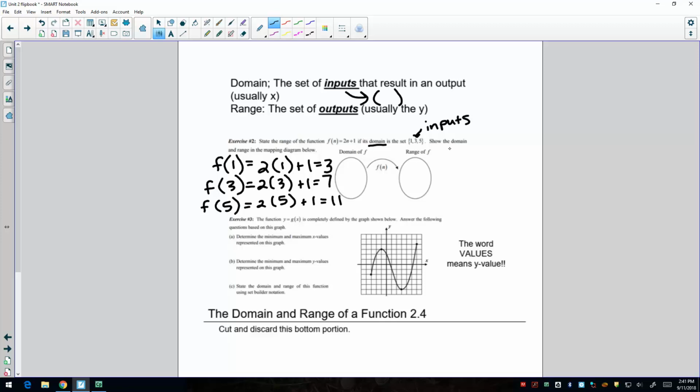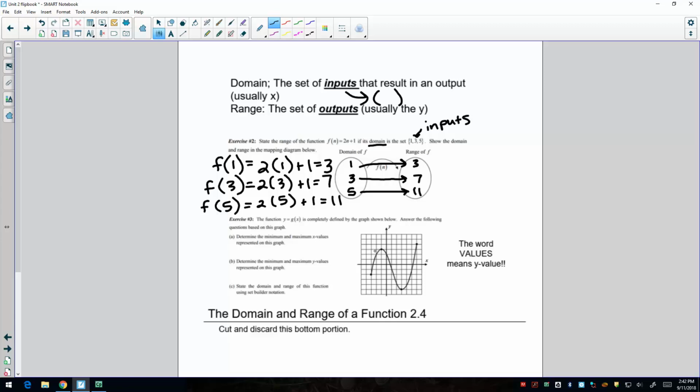And then they did say in the directions, show the domain and range in the mapping diagram below. To do that, you simply list out the numbers that were in your domain, 1, 3, and 5. And then you're going to draw arrows to the numbers that correspond to their outputs that are in the range. So 1's output was 3, 3's output was 7, and 5's output was 11. And that's exercise 1.